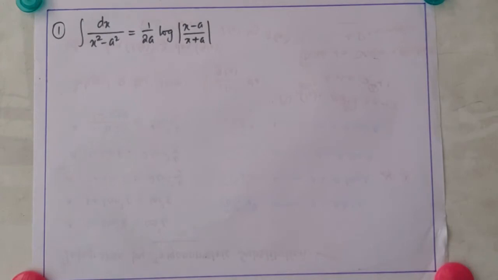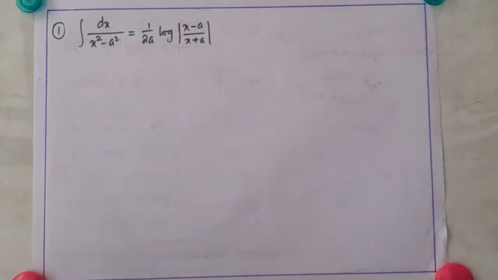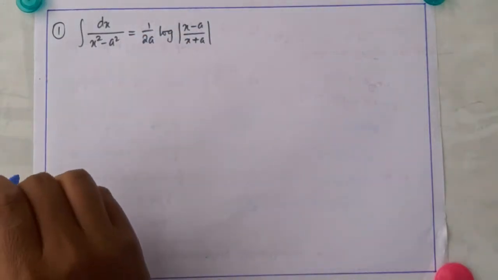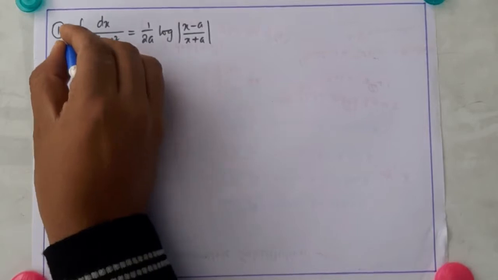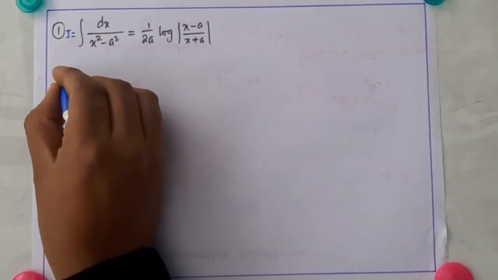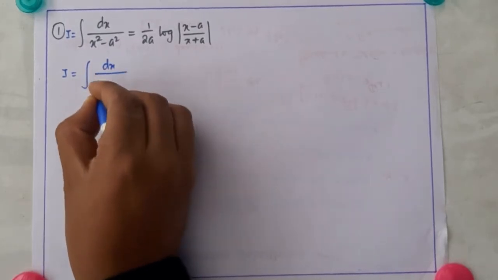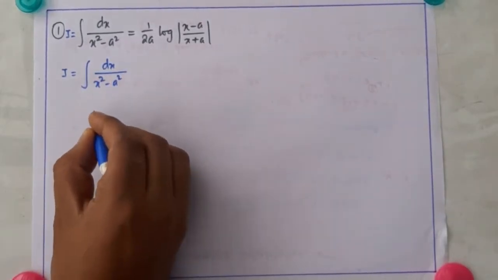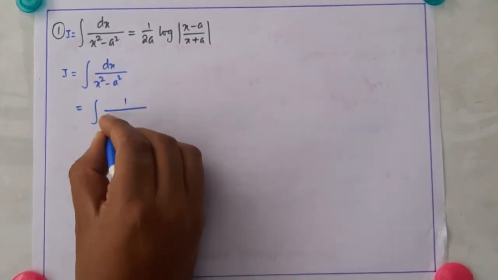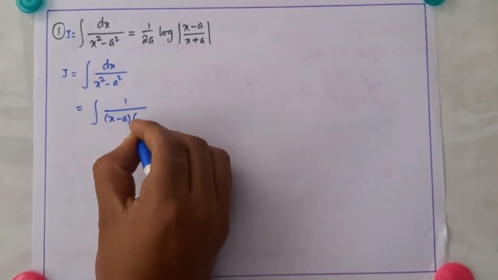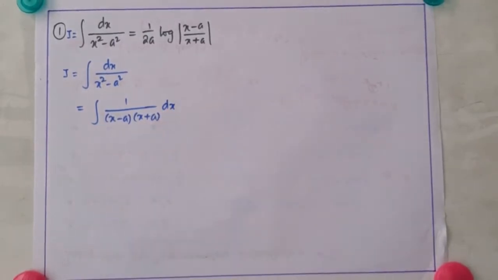So let's see the first question, and in fact this is a formula as you all know. Let's see how to arrive at this particular formula. So we have this integral. Let me call this integral I. So I is equal to the integral of dx by x square minus a square, isn't it? Now can I write this as 1 by (x minus a) into (x plus a) into dx? Yes, I can do that.